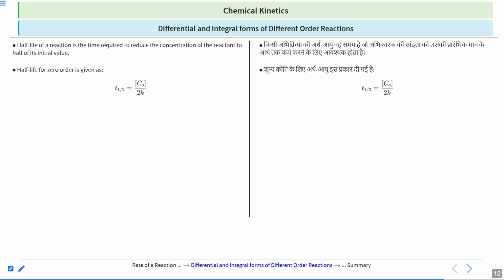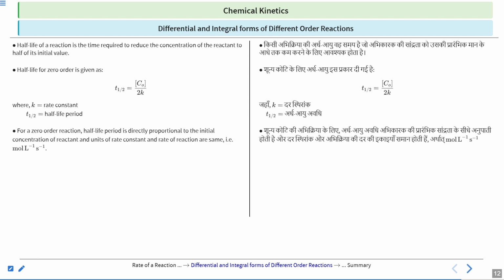So we can say that your final concentration is half of your initial concentration. So we have written C naught by 2 for Ct. And for t we have written t half, since we are calculating half-life. Upon putting all these values, we get it as C naught by 2k, where k is again your rate constant, and t half is the half-life period. So half-life of a reaction or half-life period, both are the same.